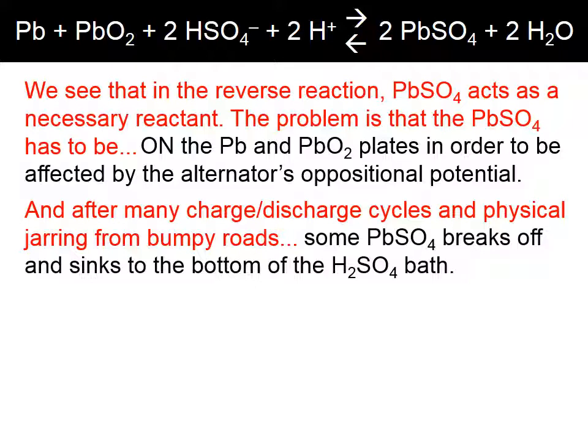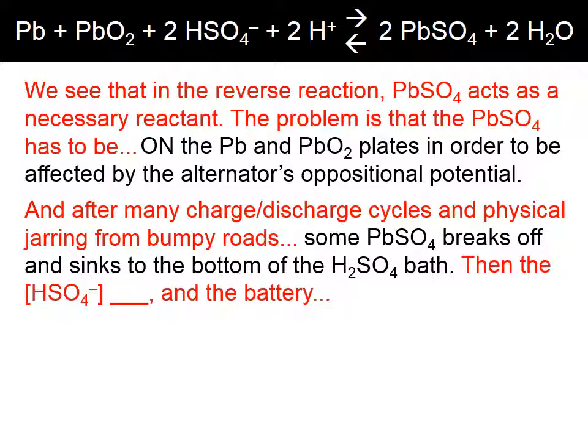So after many charge and discharge cycles and physical jarring from bumpy roads, some of the lead 2 sulfate breaks off and sinks to the bottom of the sulfuric acid bath. If that happens, the bisulfate concentration has to decrease. Check out the reaction at the top of the screen. If there is less lead 2 sulfate available, then can you see there must also be less bisulfate ion that is formed, that goes back into the solution. And if that concentration decreases, the battery can't be fully recharged.